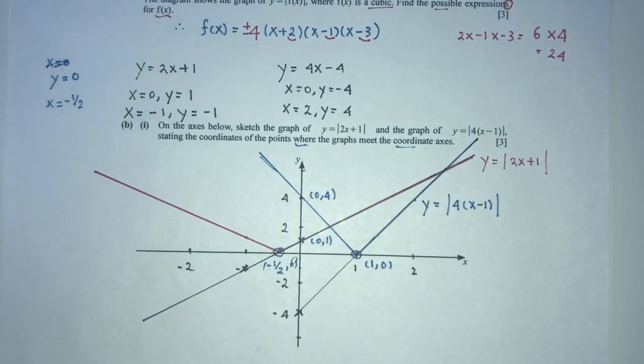But hopefully you understand how we draw this kind of graph, a modulus graph. First we draw the graph without the modulus, and then everything below we just reflect on the top equally. And then in the end, if they request you to show the coordinates, you just show that for your full marks.